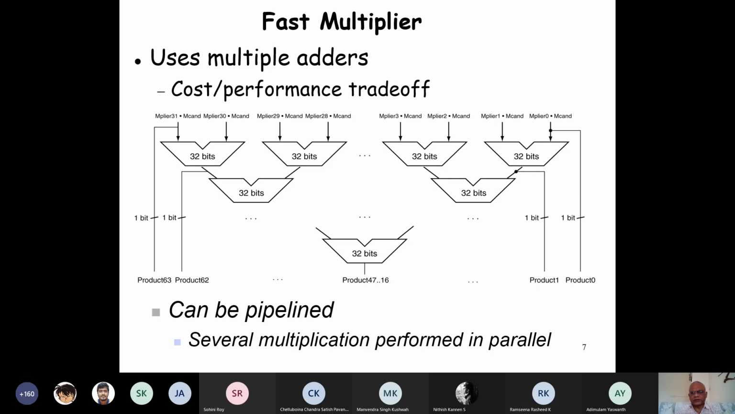And we are taking out the least significant bit of the multiplicand to form the product 0. So this will be the least significant bit of the multiplicand itself. Now, after adding the second least significant bit of the multiplier and multiplicand and the 0th bit of the multiplier into multiplicand, we take out the least significant bit that forms the second least significant bit of the product, and so on.